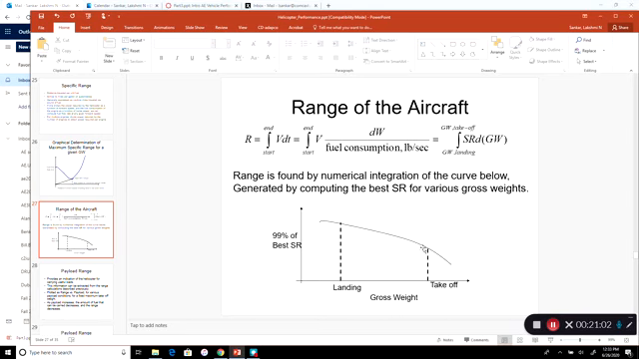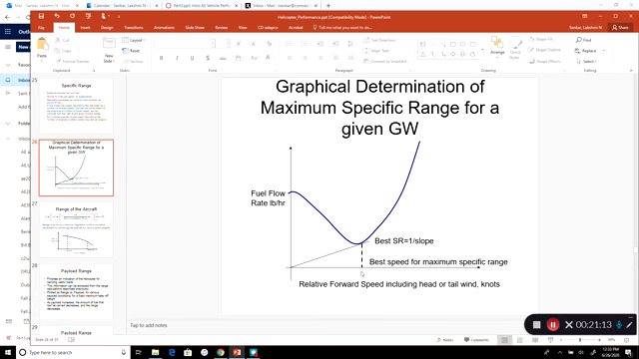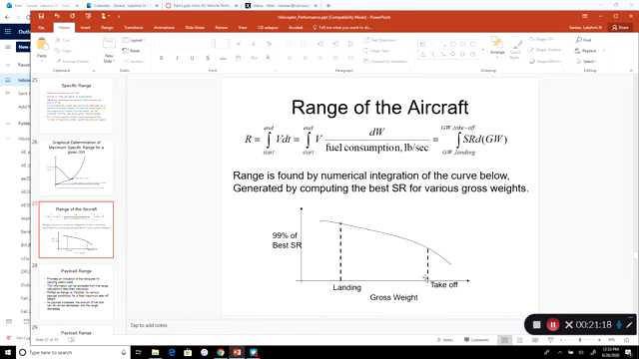Then it's of course a function of gross weight. So usually we do it for an average gross weight. This power curve, the power needed curve, is generated not during the takeoff, not during the landing, but somewhere in the average. So once you find a specific range based on the average weight, then you multiply it by gross weight at takeoff minus gross weight at landing. That's the range you have traveled. I will do some numerical examples. We will use this equation and hopefully it will become clearer so that you could do your project.